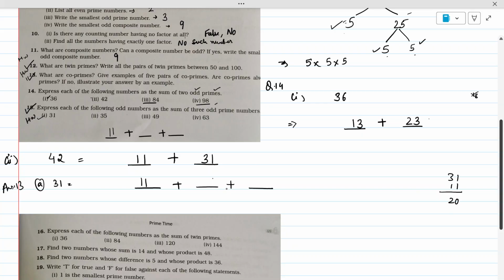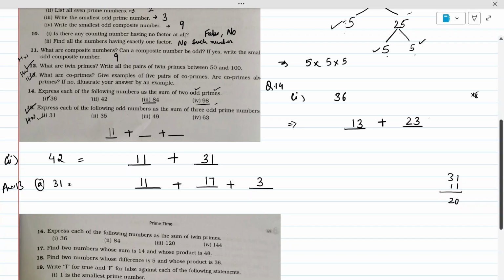Now I have to write two numbers here which should be odd and prime, and the sum of those two numbers gives us 20. So we can use 17 and we can use 3. So 17 plus 3 will give us 20. So if we see this all together, we can break this 31 into three odd prime numbers, and they are 11, 17 and 3. Okay. So in a similar way you have to do all the next three questions also.